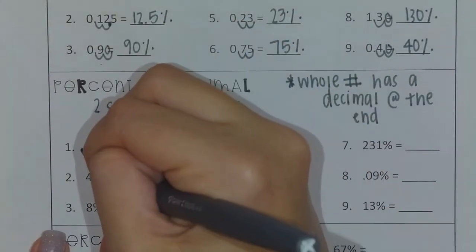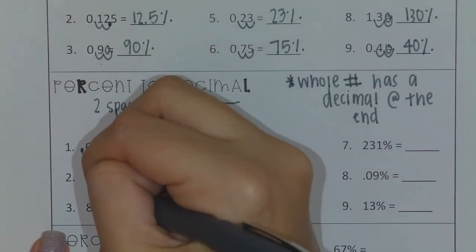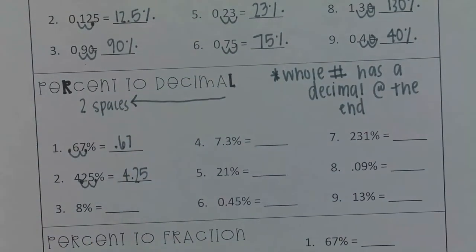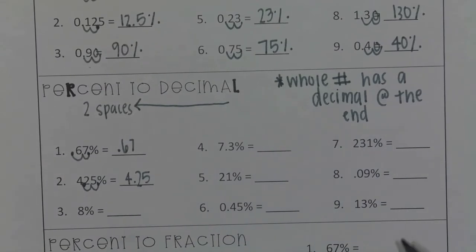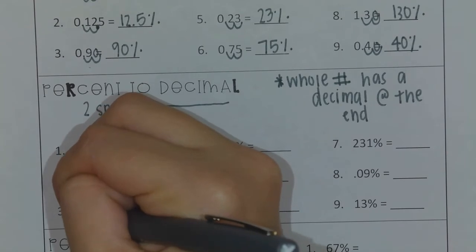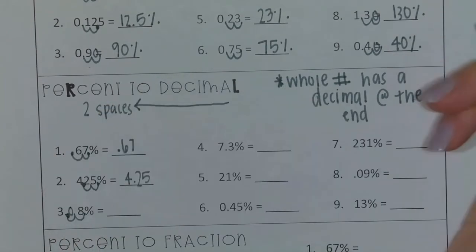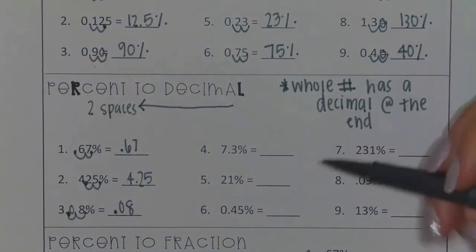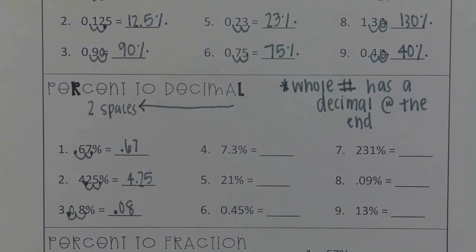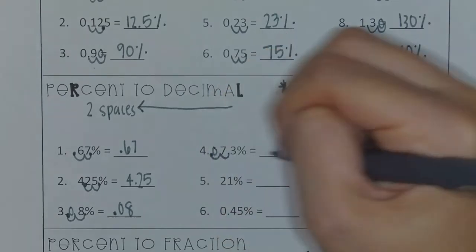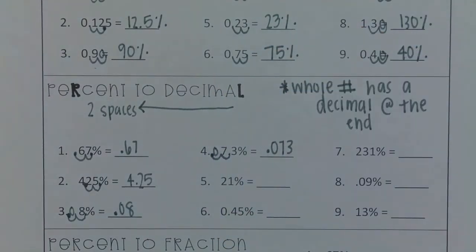425%, again, that's a whole number, so I'm going to put that decimal at the end. Move it 2 spaces to the left, so it becomes 4 and 25 hundredths when I drop that percent sign. 8% is also a whole number, so I'm going to take that decimal and put it at the end. Move it 2 spaces to the left, put a 0 in that blank spot, drop the percent sign so it becomes 8 hundredths. 7 3/10%, it's already got a decimal there, so I don't need to add anything. I just need to move it 2 spaces to the left. So 1, 2, add a 0, so it becomes 73 thousandths.